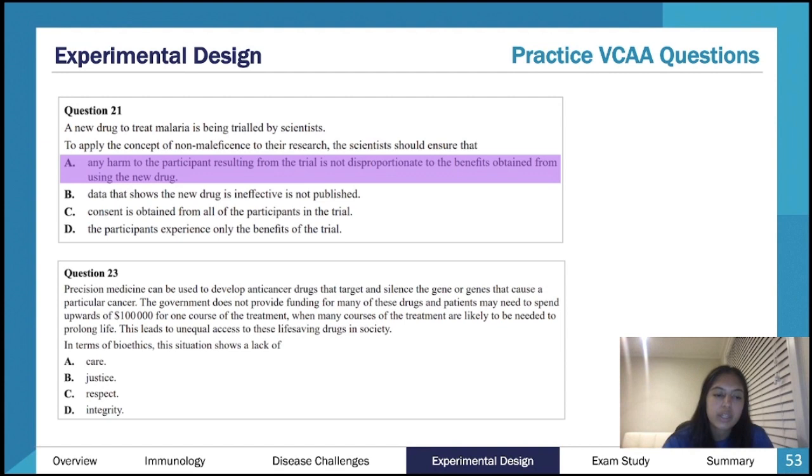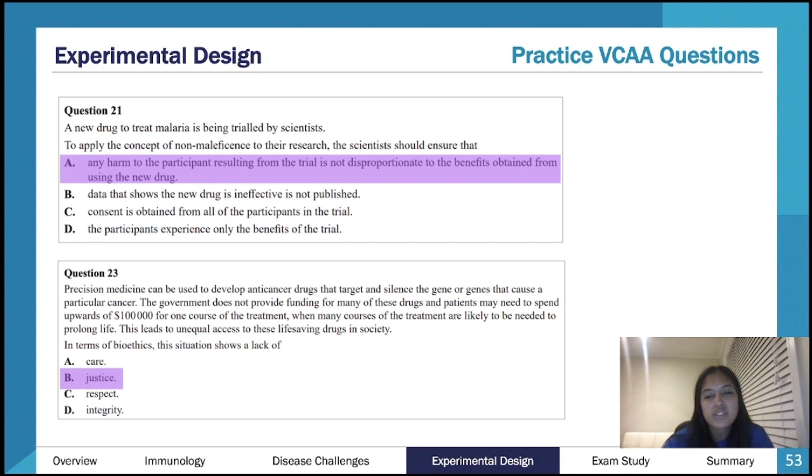So precision medicine can be used to develop anti-cancer drugs that target and silence the gene or genes that cause a particular cancer. The government does not provide funding for many of these drugs, and patients may need to spend upwards of $100,000 for one course, when many courses of the treatment are likely to be needed to prolong life. This leads to unequal access to these life-saving drugs in society. Situation shows a lack of, hopefully you all said, justice.